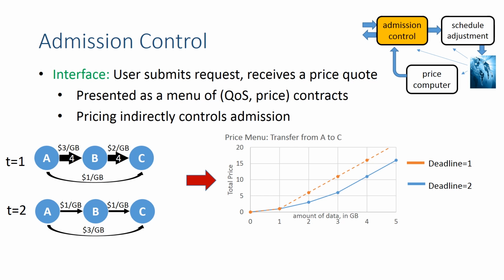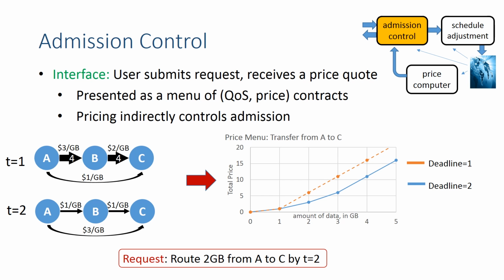Each curve gives the total price as a function of the amount of data the user may be interested in transferring by a certain deadline. Returning to the request from the previous slide, note that the user can choose to send, for example, only 1 gigabyte for the lesser price of $2, or the entire 2 gigabytes for $3, as we've shown before. Note that the slope of each curve is strictly increasing, a consequence of choosing the cheapest path first. As expected, the price quote for deadline equals 1 is strictly above the one for deadline equals 2, for which the scheduler has more flexibility.